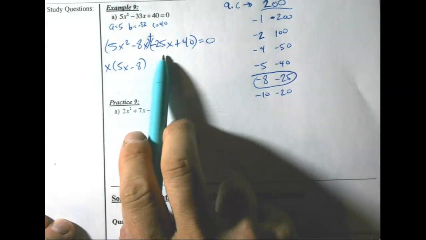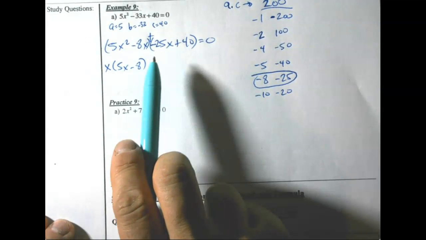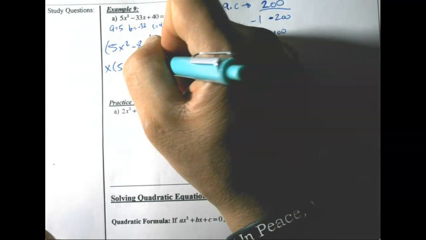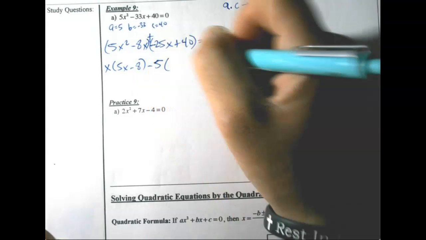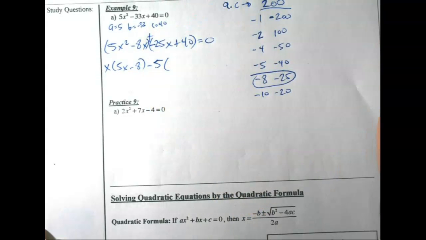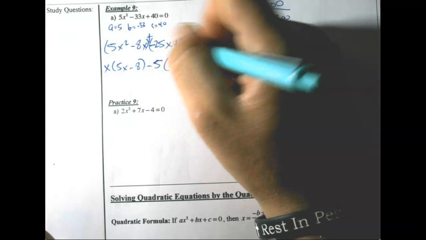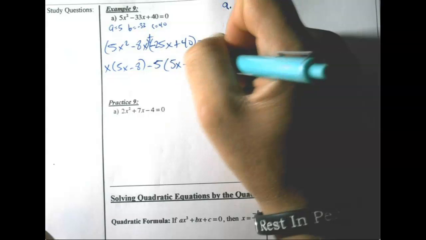I do have a negative 25 here, so I want to factor out a negative number. In this case, 25 and 40, I can divide by negative 5. So factor out a negative 5. And remember, factoring is dividing. So negative 25 divided by negative 5 is 5x. 40 divided by negative 5 is minus 8.